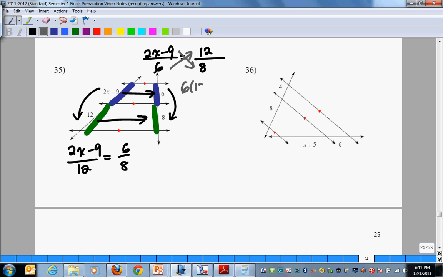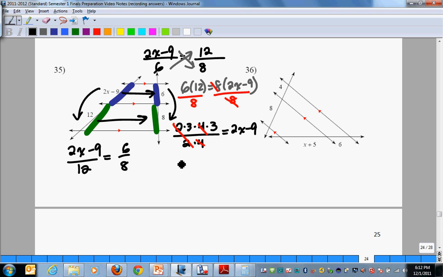I'm going to get 6 times 12 equals 8 parentheses 2x minus 9. Rather than distribute, again, I'm going to divide by 8. Now I'm going to factor. I have 2 times 3 is 6, and 4 times 3 is 12. And I have 2 times 4 is 8, and this is 2x minus 9. 2's cancel, 4's cancel. I have a 9 here on the left, 2x minus 9. Add 9 both sides. We have 18 equals 2x, and of course in this case x equals 9.